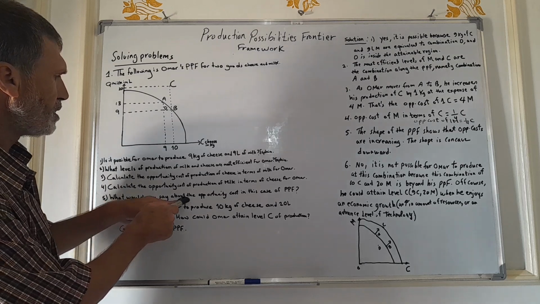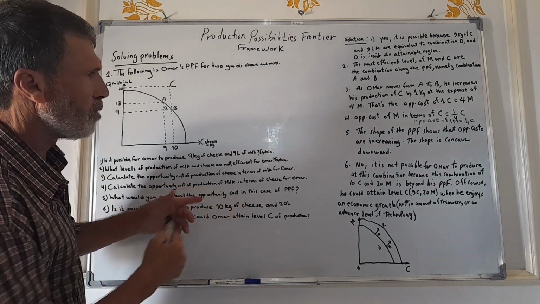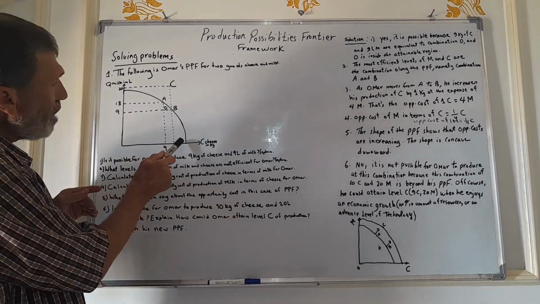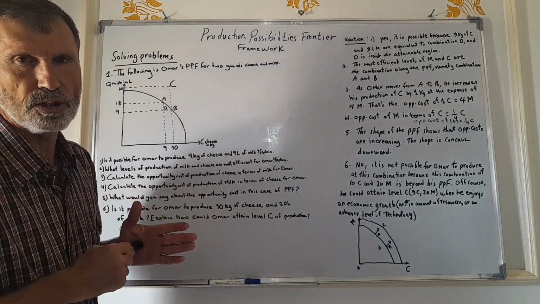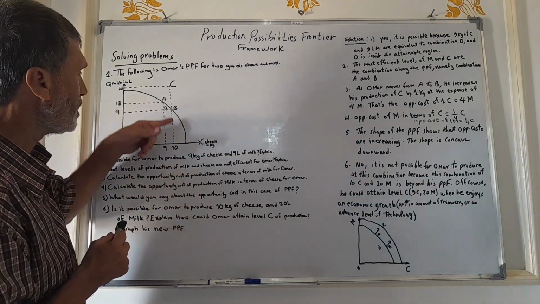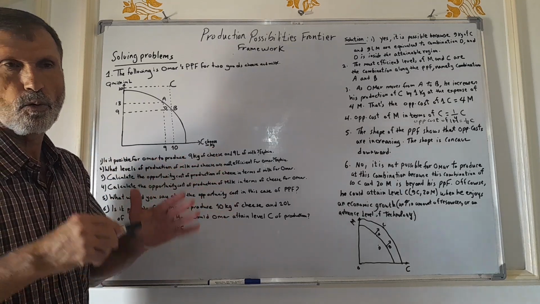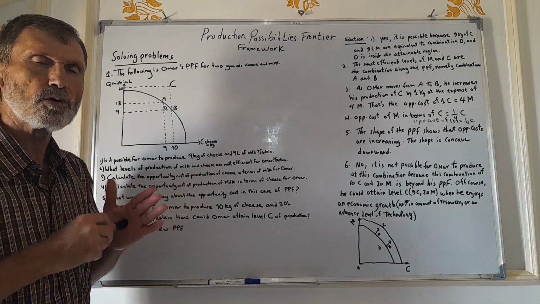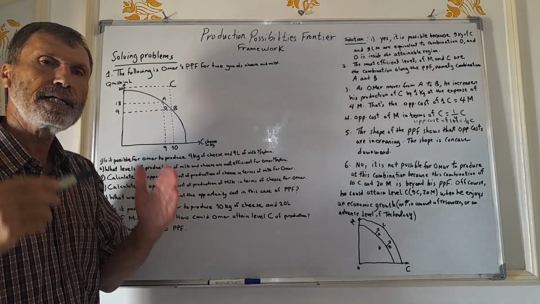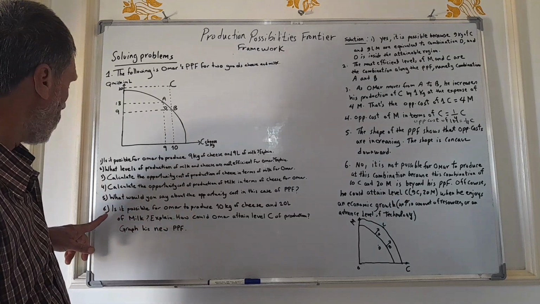What would you say about the opportunity cost in this case of PBF? Of course, the shape of the PBF tells you that we have increasing opportunity cost, because the shape is what? It is concave downward or bowed outward. So whenever the shape of the PBF is concave downward, then we are talking about increasing opportunity cost. Now, what about 6?